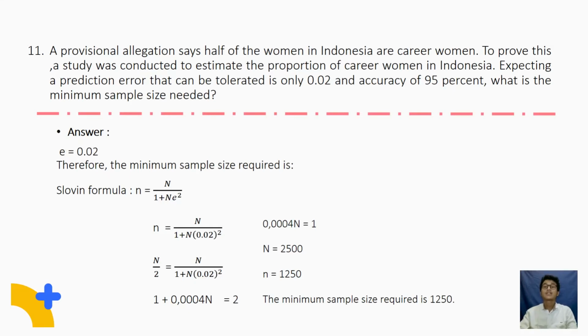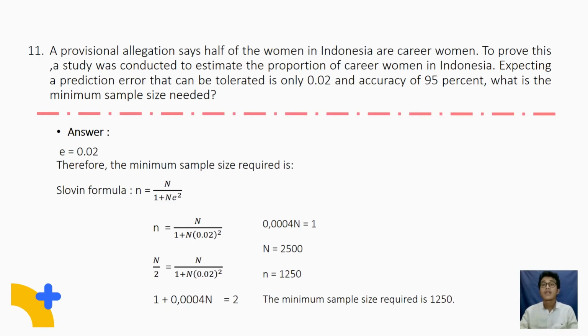Number 11. The answer is e equal to 9.02. Therefore, the minimum sample size required: we use the Slovin formula, n equal to N divided by 1 plus N e squared.